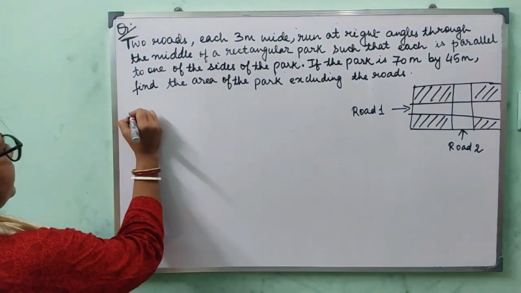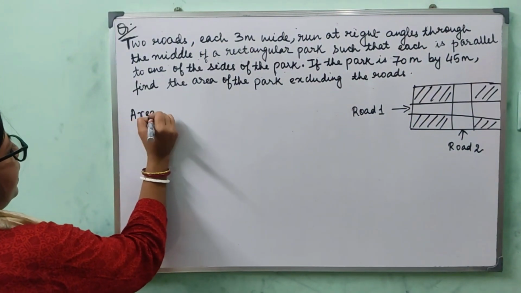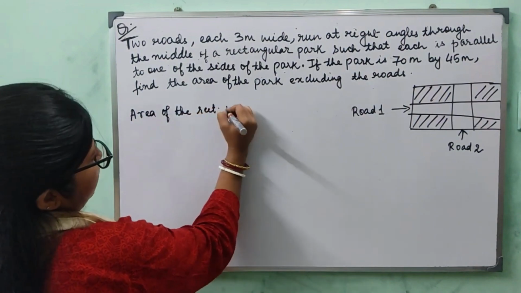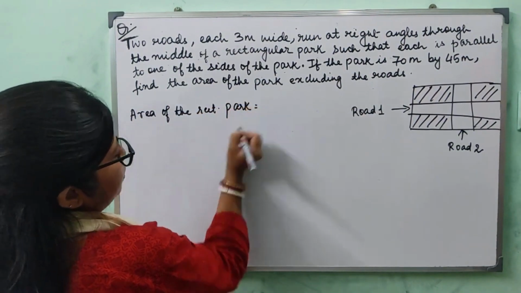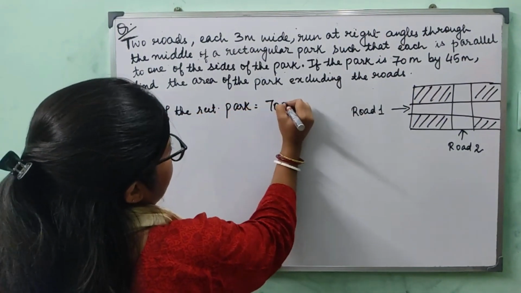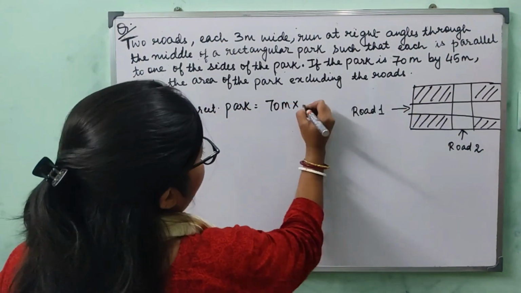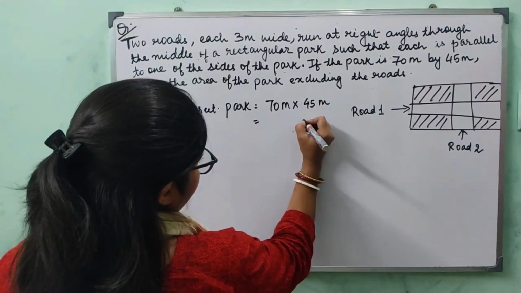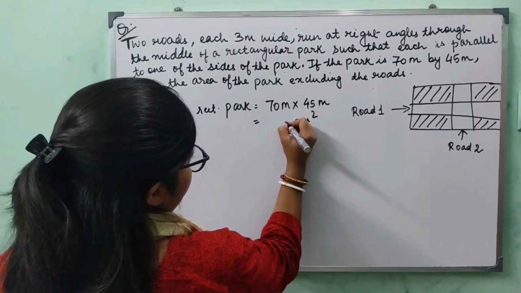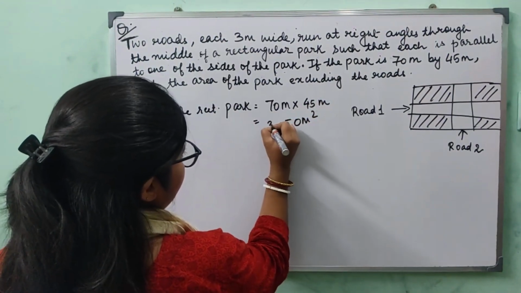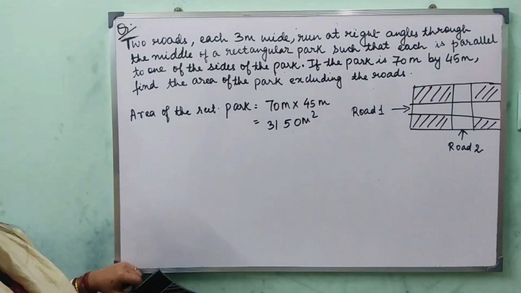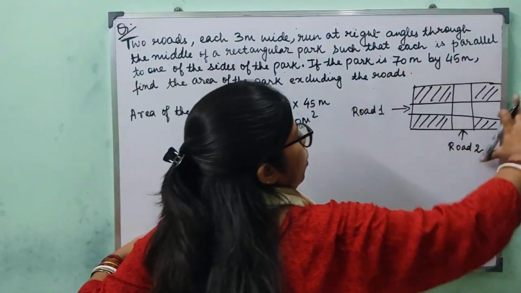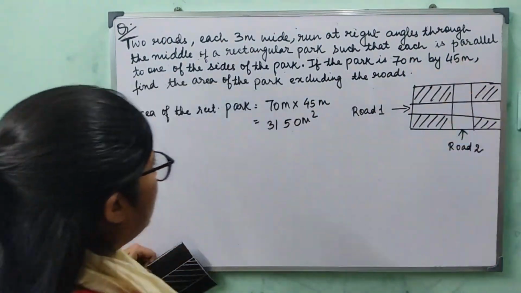So the very first thing that we'll do is take out the area of the rectangular park. That is 70 meter by 45 meter, which is equal to 3150 meter square. This is the area of the whole park including the roads.